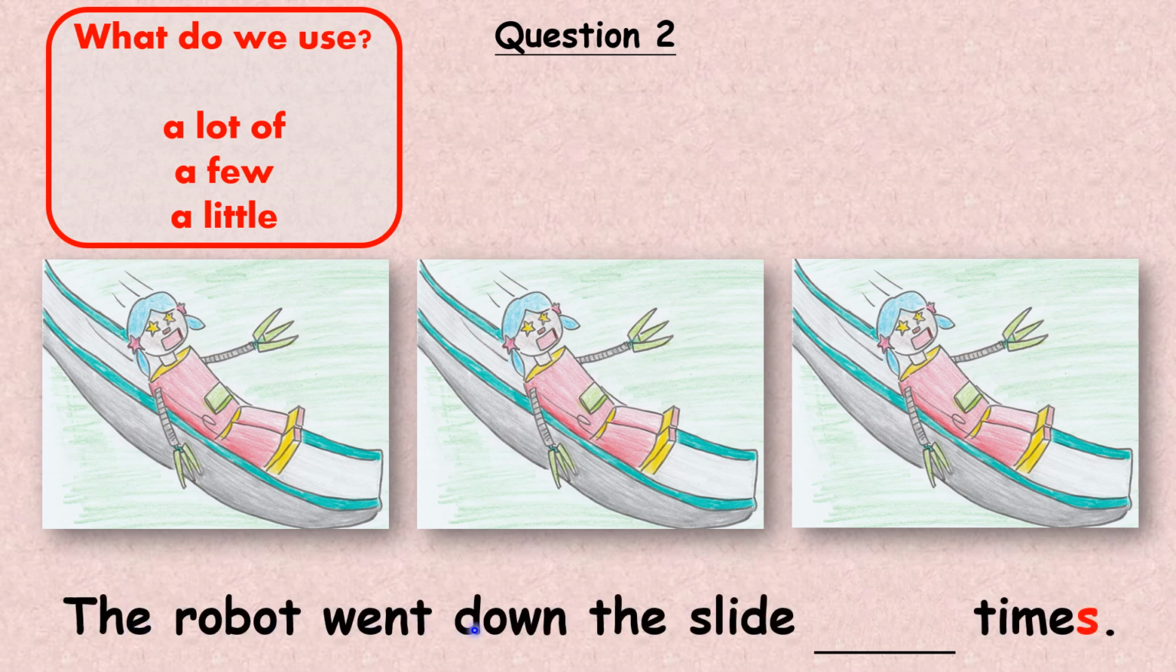The robot went down the slide blank times. Well, there's 1, 2, 3. 3 times. What should go here? The answer is a few, because 3 times is not many.